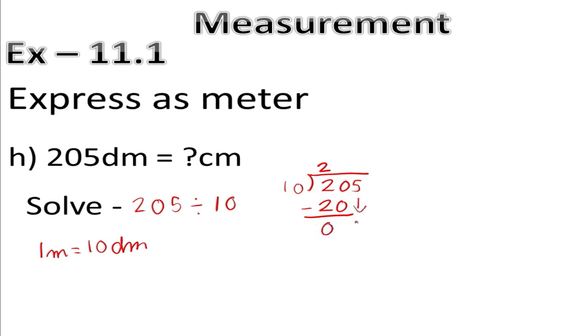We will bring down 5. There are no extra numbers and we cannot divide 5 by 10, so we will add a 0 and then subtract 5 minus 0. We get 5. Then we will add a decimal and add a 0 here. Then we divide. 10 into 5 equals 50. We subtract and we get 0. So our answer is 20.5 meters.